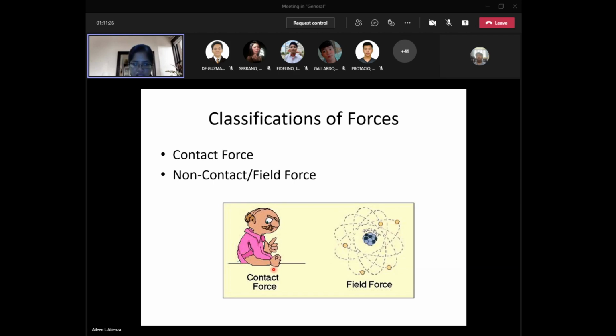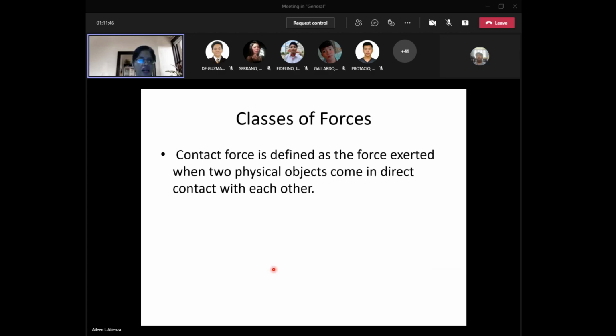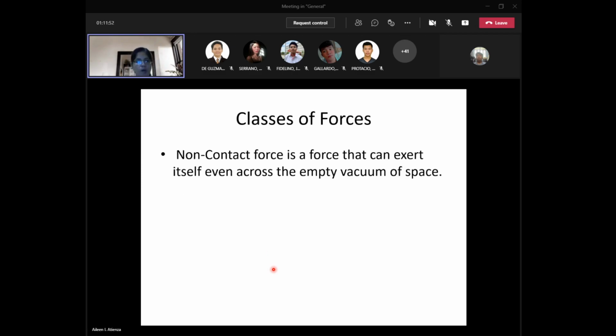So the non-contact or the field force, obviously they will not be in direct contact with one another, but due to the field that they experience, they have this push and pull motion. So what are the examples, ma'am? Contact force is defined as a force exerted when two physical objects come in direct contact with each other, while the non-contact force is a force that can exert itself even across an empty vacuum of space. Again, the force will just be applied due to the field that is present within the vicinity of the objects.